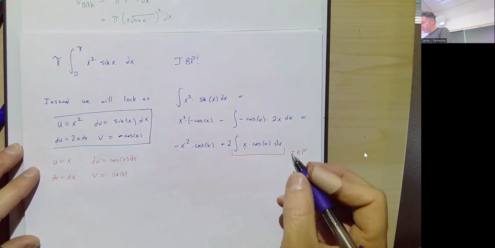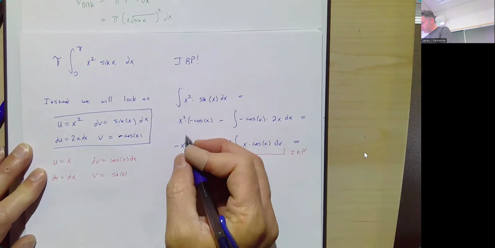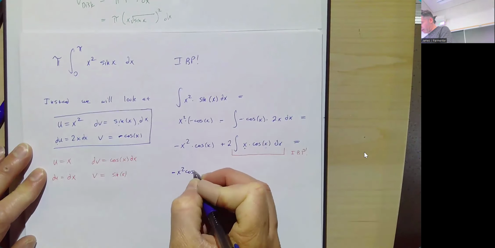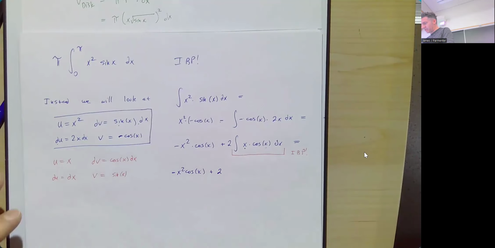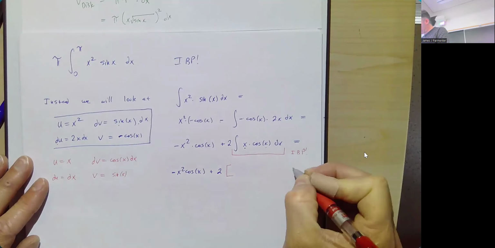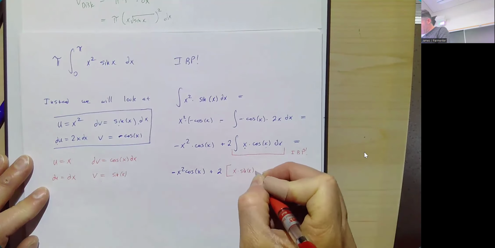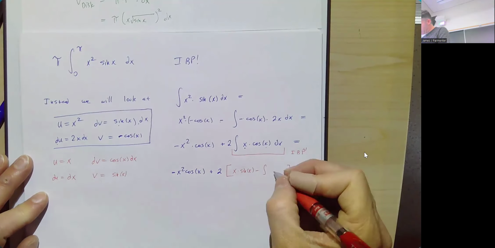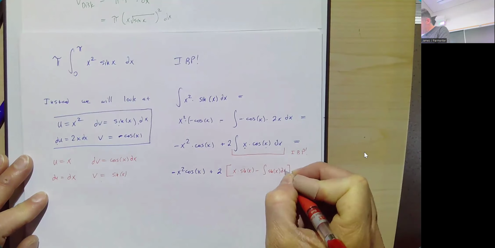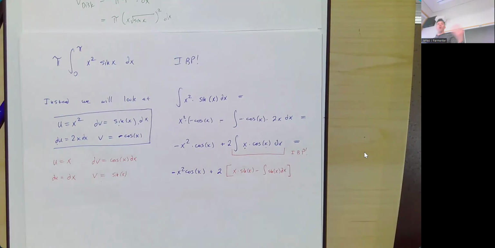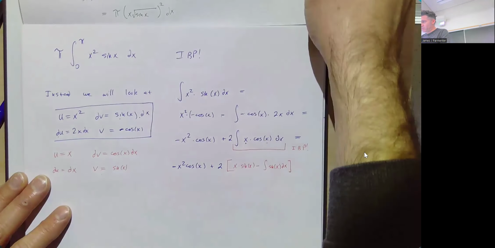So watch for a second here. We're going to get that this is equal to still this first term, negative x squared cosine of x, plus 2 times the entire integration by parts here. So that's going to be u times v, x times sine of x, minus the integral of v du, sine of x dx. The point of this process was to make that integral simple enough that we could actually just anti-differentiate it. And now we can, because we know what the antiderivative of sine is. It's negative cosine.